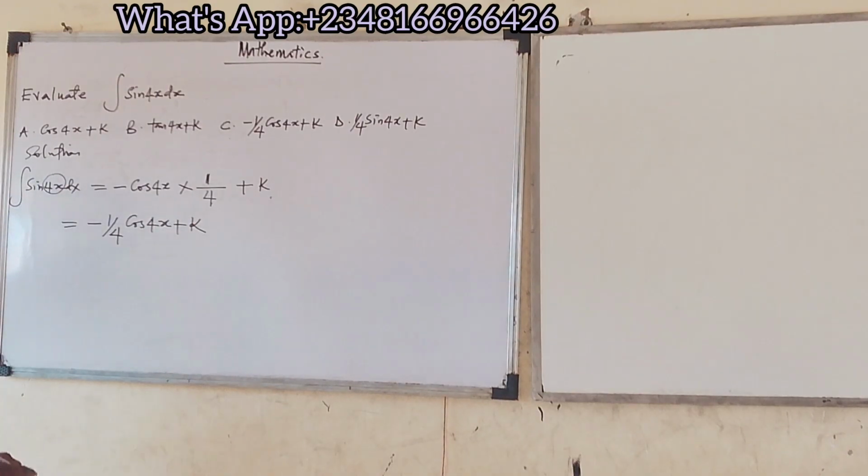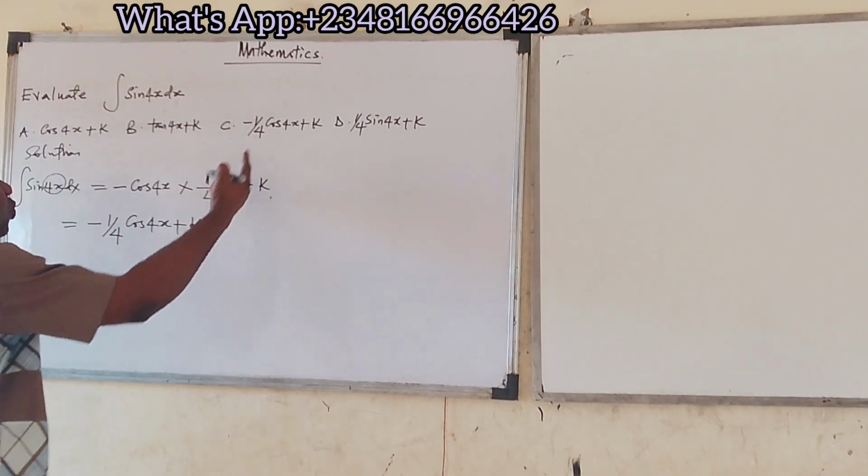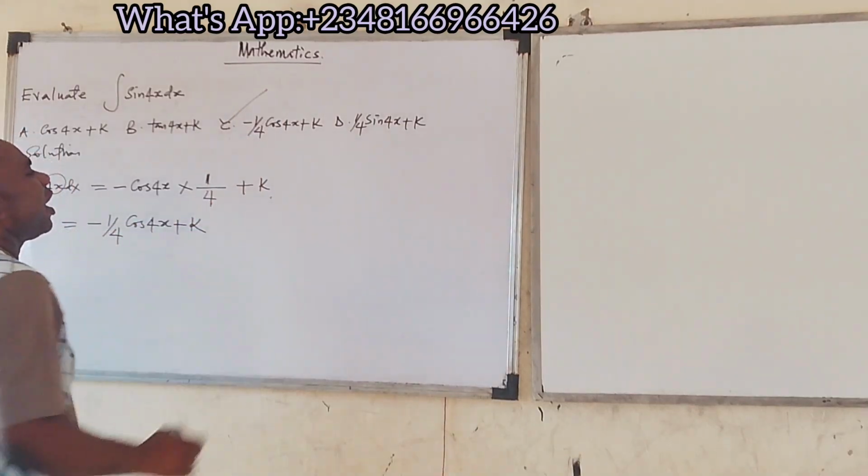Yes, so here we're given options. Option A is cos 4x plus k. Option B is tan 4x plus k. Option C is minus 1 all over 4 cos 4x plus k. And this is the correct option.